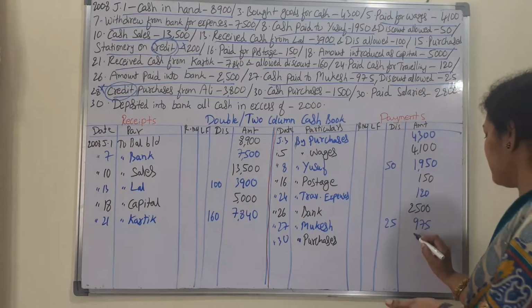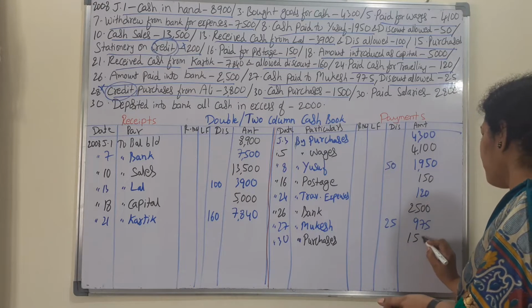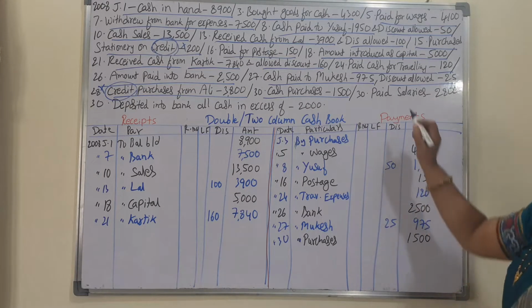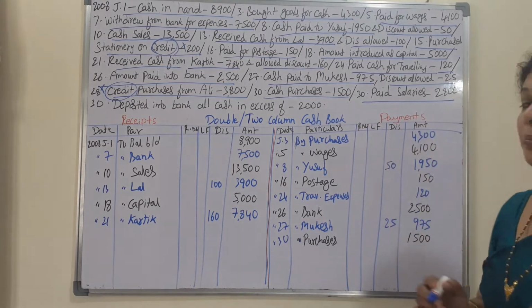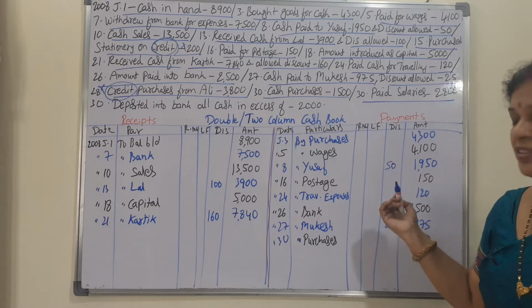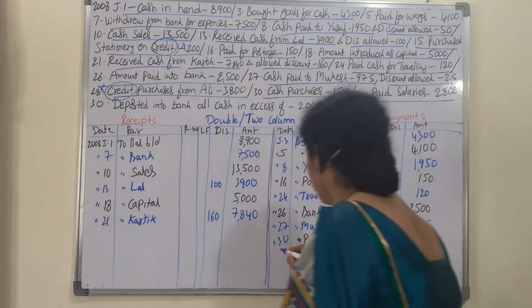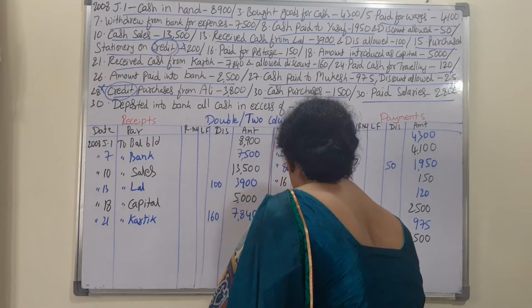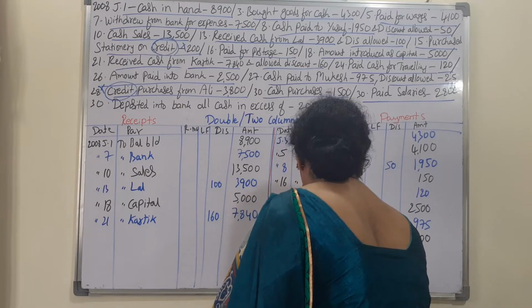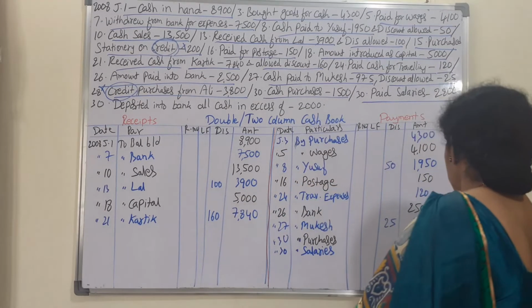Cash purchases 1,500. Next, paid salaries. Paid salaries is a payment, so it goes on the credit side, salaries on the 30th only. Salaries 2,800.